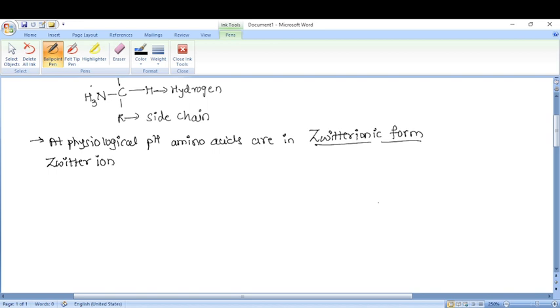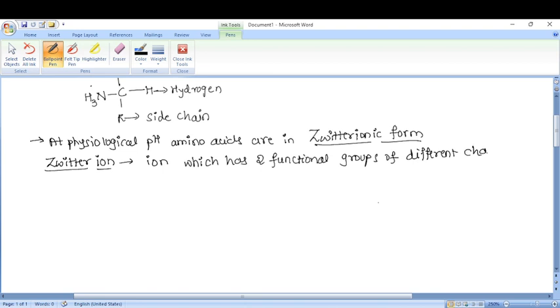A Zwitter ion is an ion which has two functional groups of different charges. This ion is called the Zwitter ion. Is this clear about the Zwitter ion? Zwitter ion means that it should have two functional groups, and those two functional groups are of different charges.